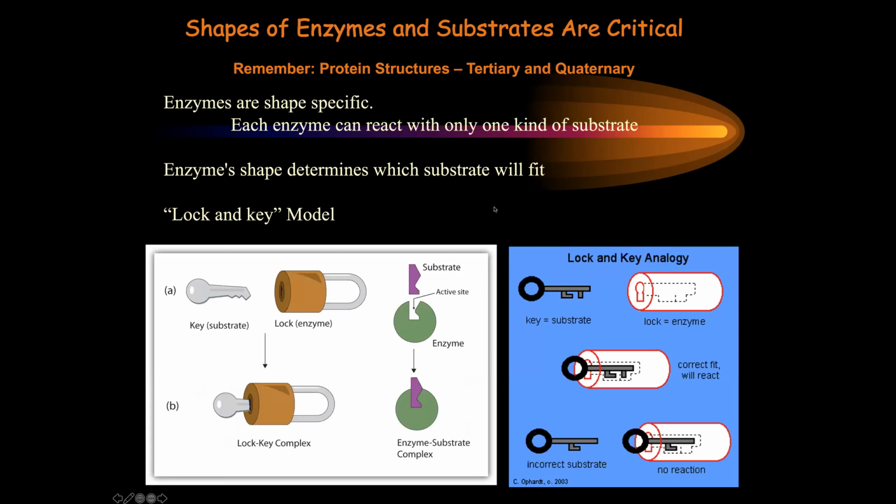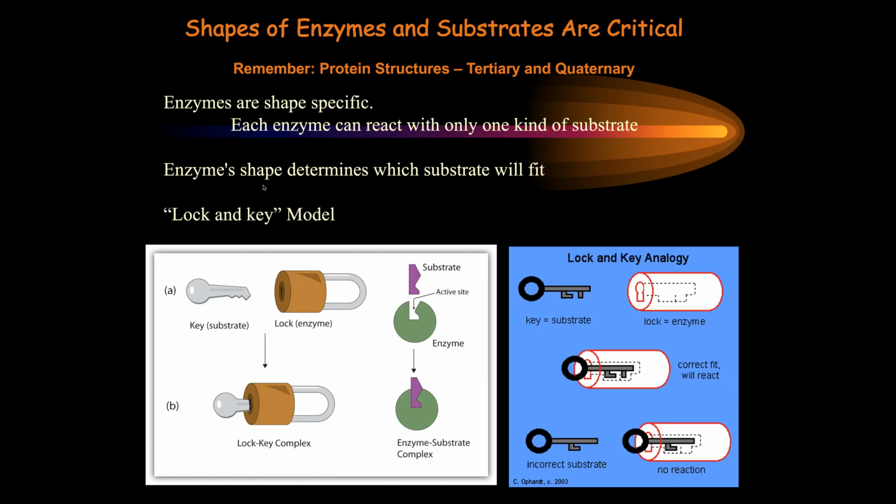Enzymes and substrates are sometimes thought of in terms of locks and keys. Shape means everything in enzyme reactions because enzymes are shape specific. Each enzyme can react with only one kind of substrate. And that's why in our cells, we have thousands of different enzymes catalyzing thousands of different reactions.